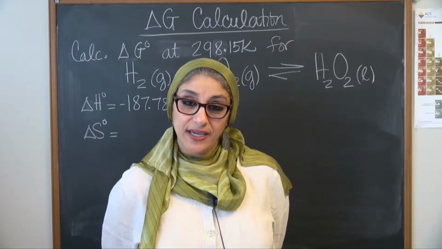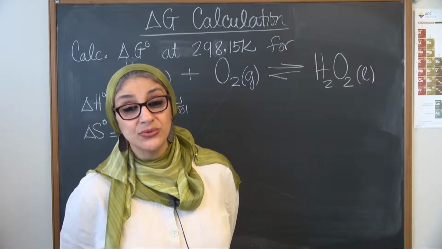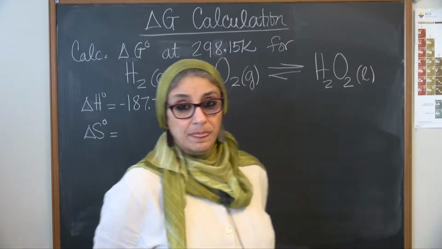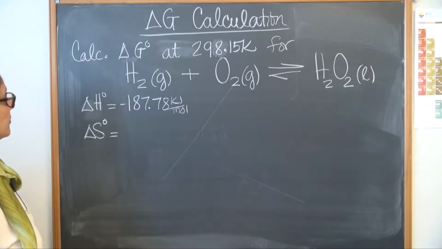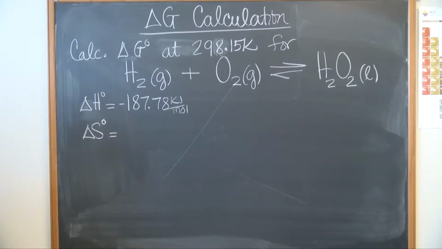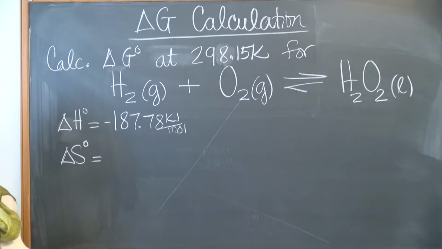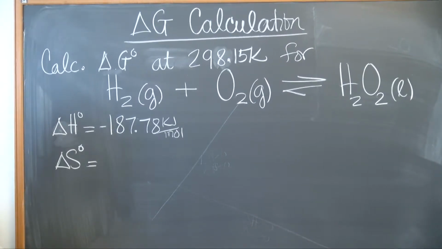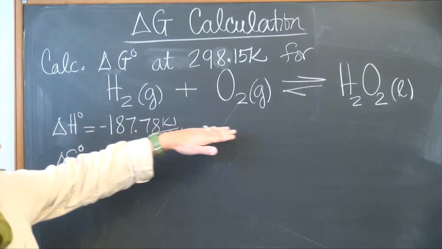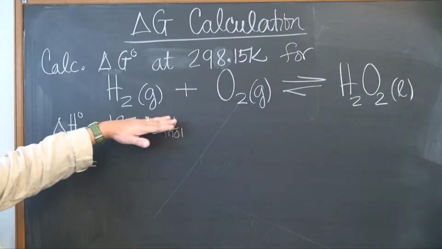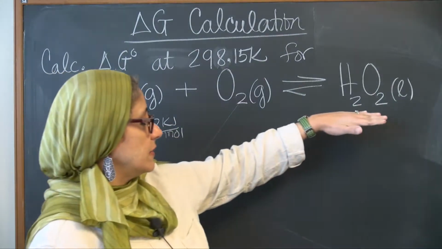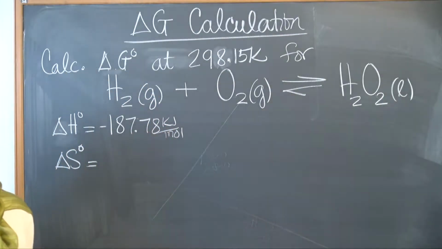Hello and welcome back. In this video we are going to take a look at calculations for delta G. Specifically, our problem here is asking us to calculate delta G naught at 298.15 Kelvin for this particular reaction. The reaction is hydrogen gas reacting with oxygen gas to give us H2O2 liquid.